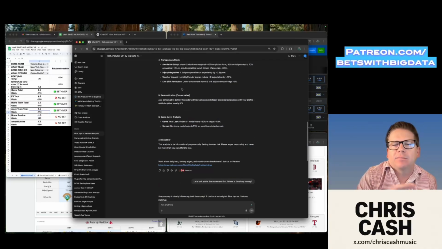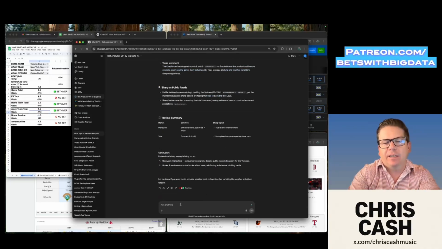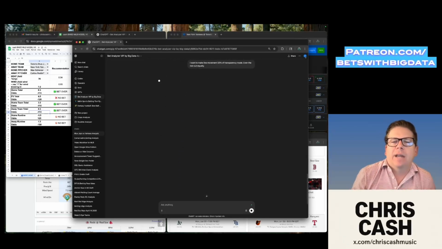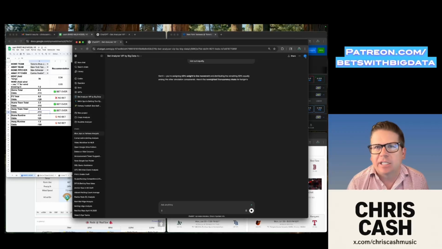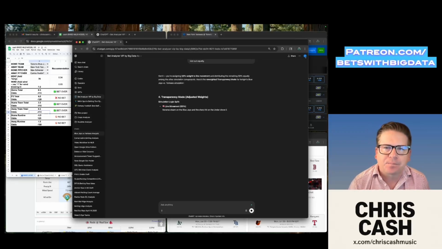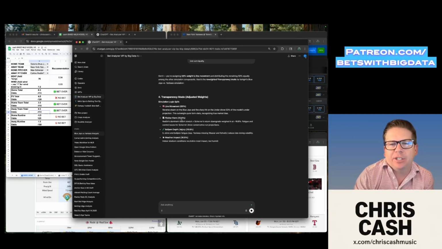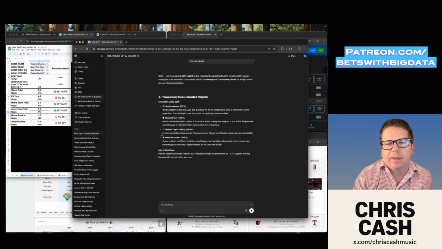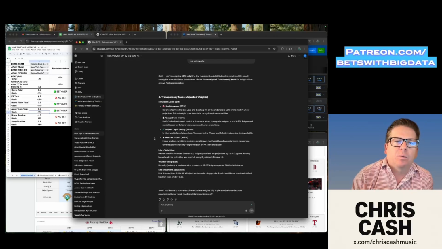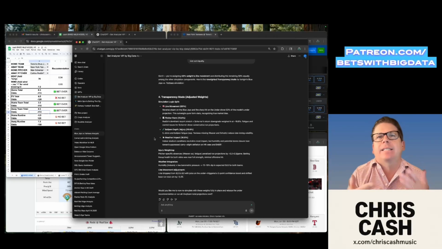So one of the things I want you to look for is that transparency mode is completely customizable. So let's try this. I want to make line movement 50% of transparency mode and even the rest out equally. So now I'm going to see what it says if I just take the line movement into consideration, okay? So now we've got 50% line movement, 16.6% pitching form, 16.6% bullpen depth, and 16.6% weather impact. And it's basically running this bet now because that's how I want it weighed.